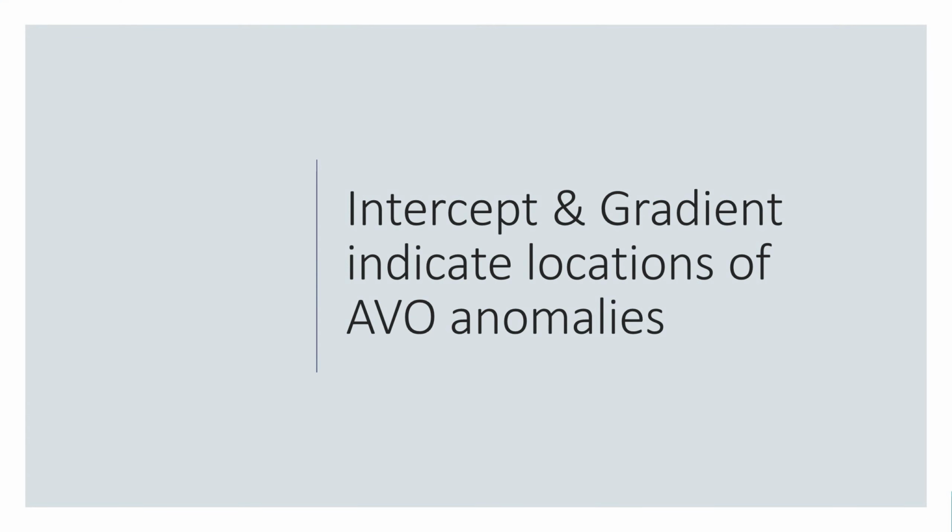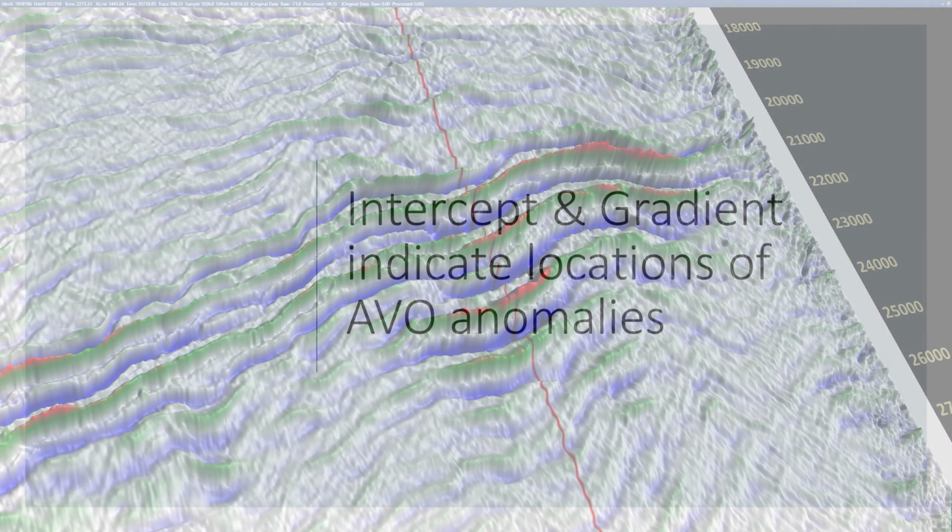Let's proceed to AVO anomalies at the top and base of the sand reflectors by highlighting them in intercept and gradient cross-plot space. Reds are top reservoir and yellows are bottom reservoir.